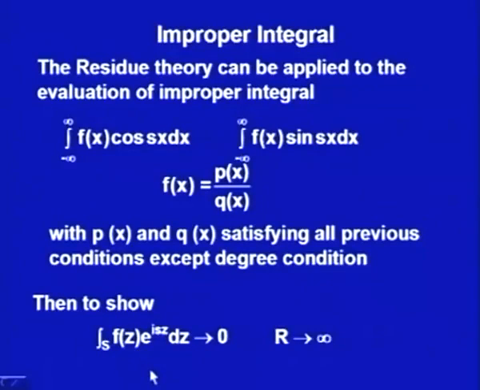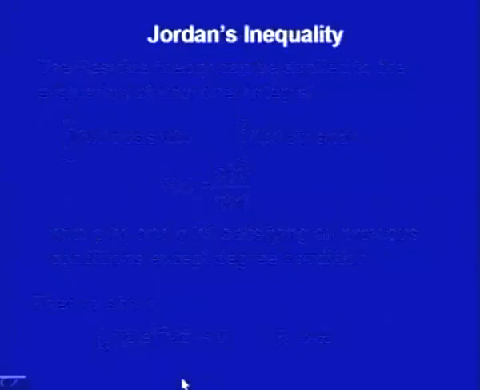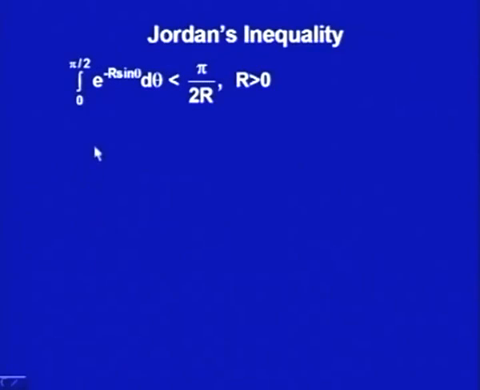For that, sometimes we require one particular kind of inequality which helps us in showing this convergence, that is called Jordan's inequality. What is this? This is actually the integral from 0 to pi by 2 of e to the power minus r sin theta d theta is less than pi upon 2r for r positive. What we are having is that the integral of e to the power minus r sin theta with respect to theta on the range 0 to pi by 2 is bounded by pi upon 2r when r is positive.